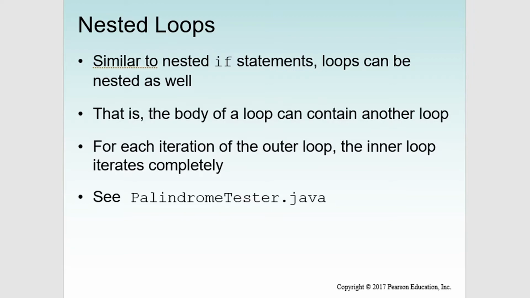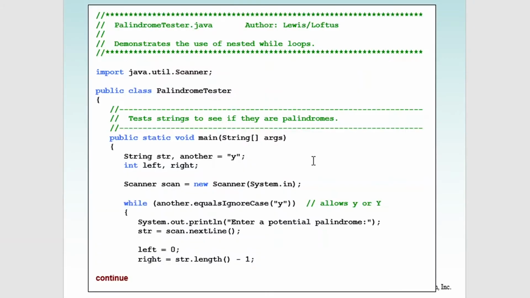Nested loops. Similar to the nested if statements, loops can be nested as well. That is, the body of a loop can contain another loop. For each iteration of the outer loop, the inner loop iterates completely. See palindrome tester. So here's another program that they created. They have two string variables.